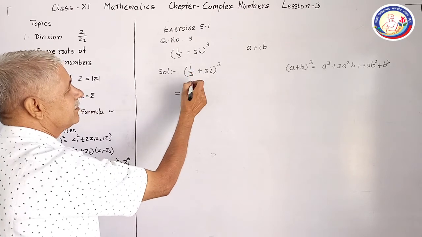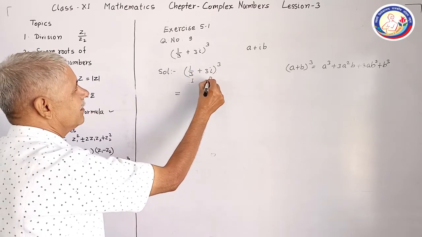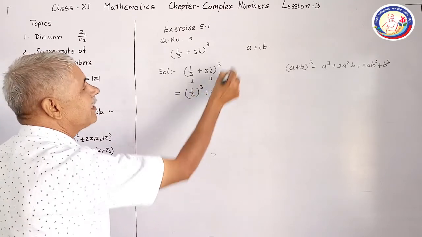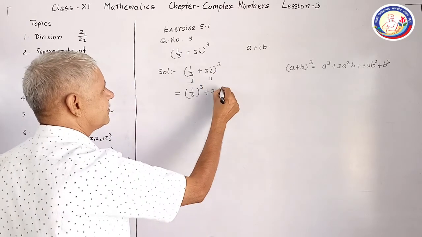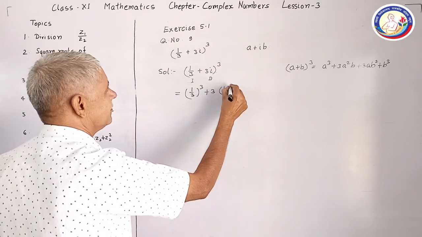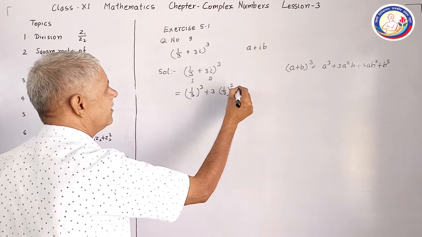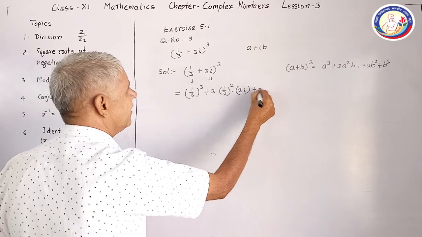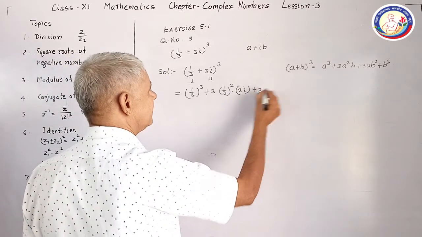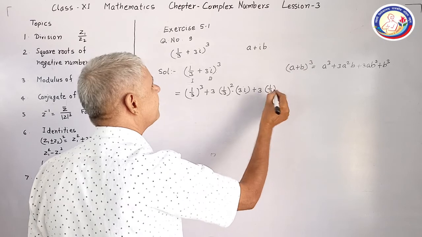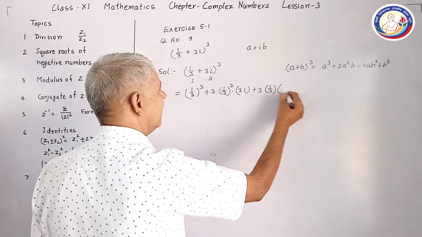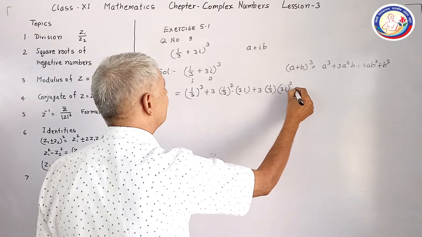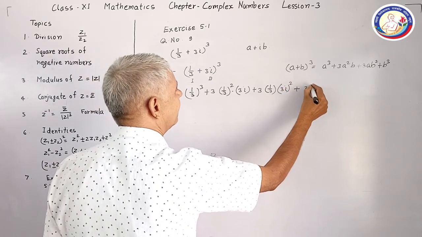Now we apply here. This we can write as first and this is second. Cube of first, 1 by 3 whole cube, plus 3 times square of first, 1 by 3 square, multiplied by second number 3 iota, plus 3 times first number 1 by 3, and then square of 3 iota, that is this, and plus 3 iota whole cube.